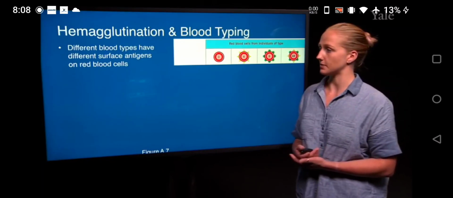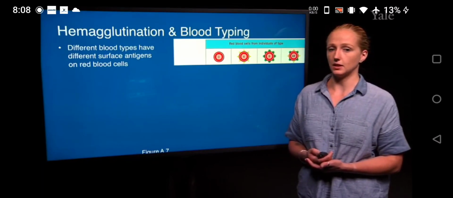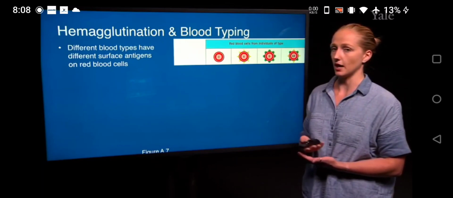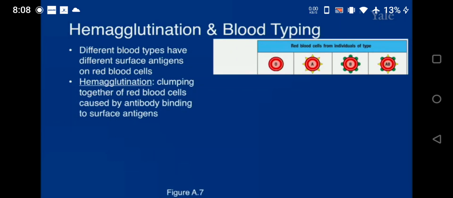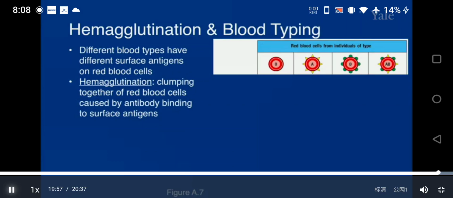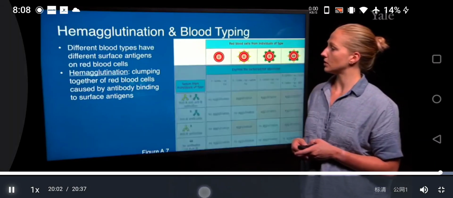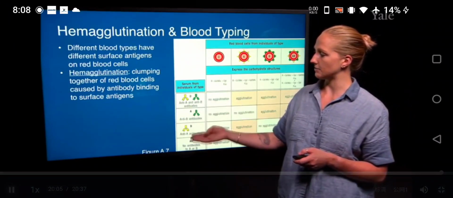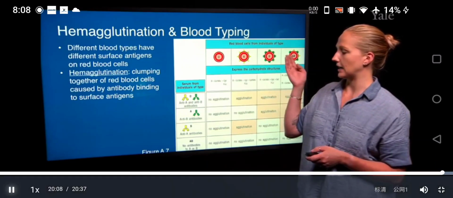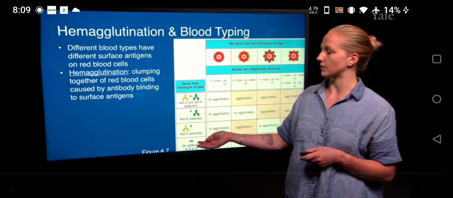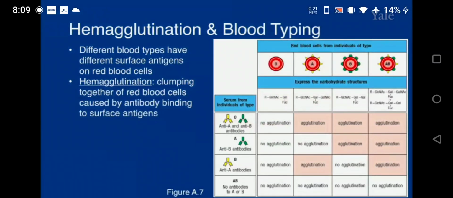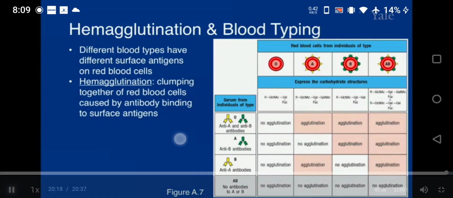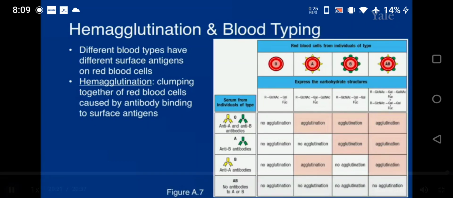So in order to test to see what kind of blood type you have or your patient has, this technique is based on hemagglutination. This is the clumping together of red blood cells that is caused by antibody binding to surface antigens. So you can add serum, you can add antibodies that are specific for your A and B proteins on the surface of your red blood cells. And if you were to add these antibodies to the mixture, these antibodies will bind to the surface antigens for which they are specific if they are present, and this will cause the clumping together of cells.